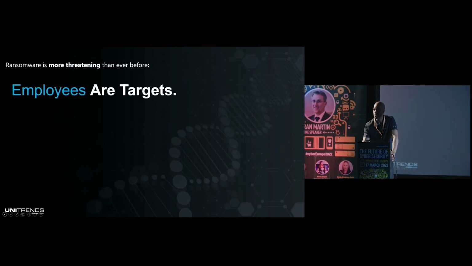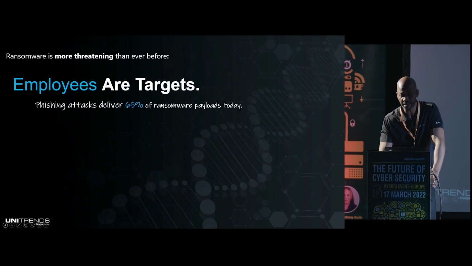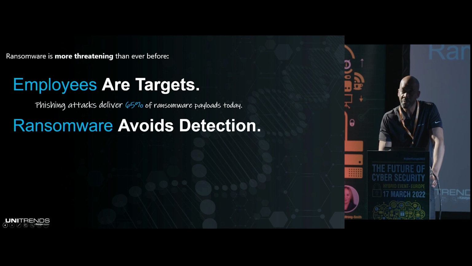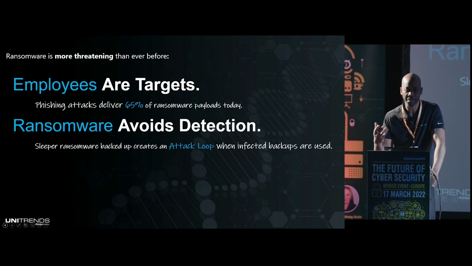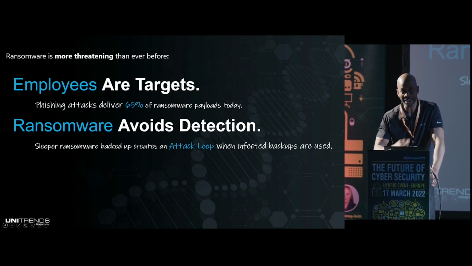Now, the first thing I'm going to say, obviously, is that employees are under attack. And ultimately, they're being attacked through phishing attacks. And as you can see from this slide, 65% of ransomware payloads today are delivered through phishing attacks. Second thing is ransomware avoids detection. So what we have to be concerned with is the attack loop that can occur when you're backing up data, and when you're going through a recovery process with ransomware, you may restore ransomware back into the infrastructure after you've recovered. Okay, so you want to avoid the attack loop.